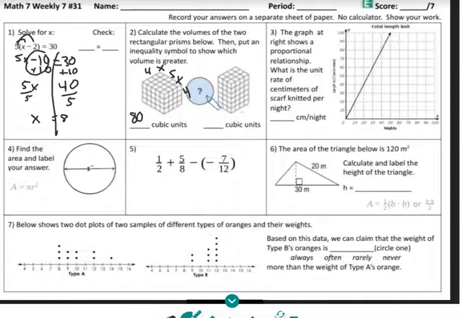This one, we need to do the same thing so we can compare them. And we need to see that this side is a 4, this side is a 3, and then we have 1, 2, 3, 4, 5, 6 here. So we need to do the same thing and do some multiplication. So we have 4 times 3, which is 12. And then we need to do 12 times 6.